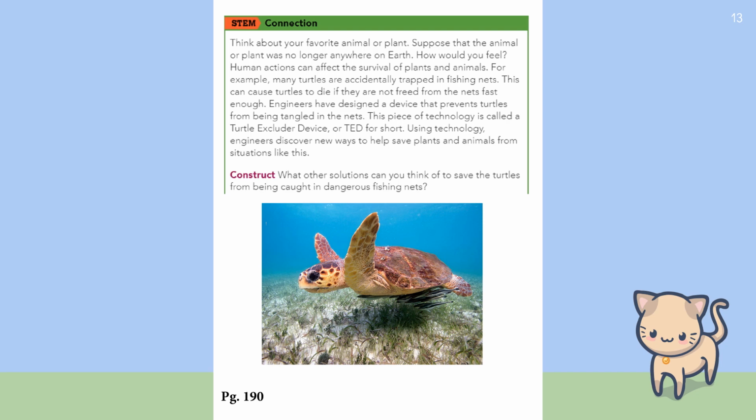Engineers have designed a device that prevents turtles from being tangled in the nets. This piece of technology is called a turtle excluder device, or TED for short. Using technology, engineers discover new ways to help save plants and animals from situations like this. Construct. What other solutions can you think of to save the turtles from being caught in dangerous fishing nets?